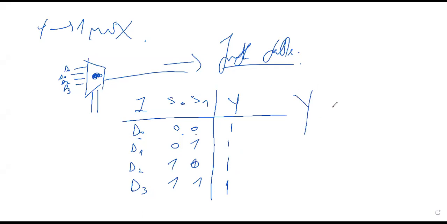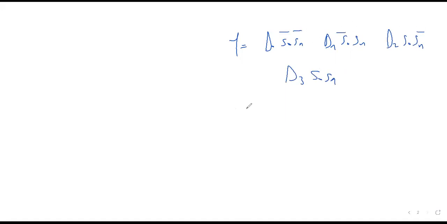Now, what is Y? Y is the sum of D0 S0 bar S1 bar, plus D1 S0 S1 bar, plus D2 S1 S0 bar, plus D3 S0 S1. I think we are past that. So we said Y is equal to D0, D1, D2, D3 each with their selectors, summed together.